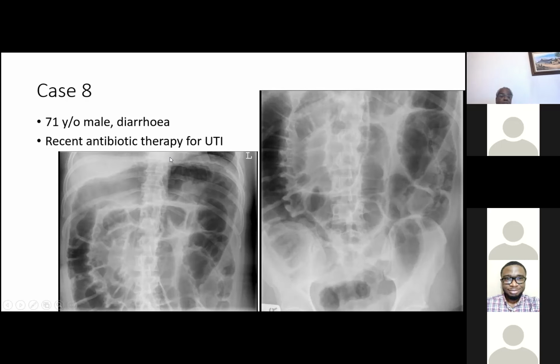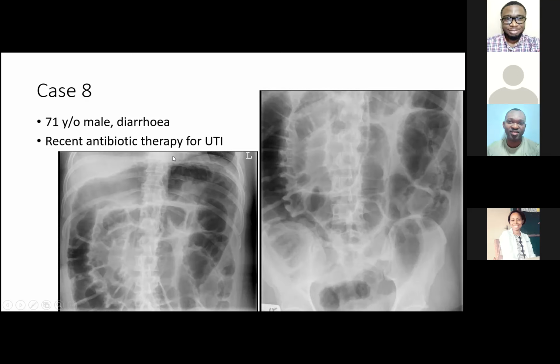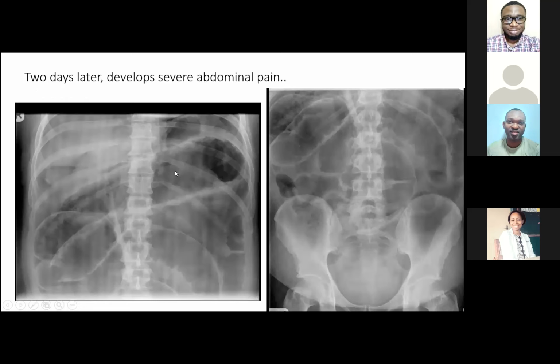There is no role for abdominal x-rays in patients with diarrhea unless you're suspecting toxic megacolon or in the setting of inflammatory bowel disease. But certainly, bog standard diarrhea, there's no role for that. But in this patient here, he subsequently, 2 days later, developed severe abdominal pain.